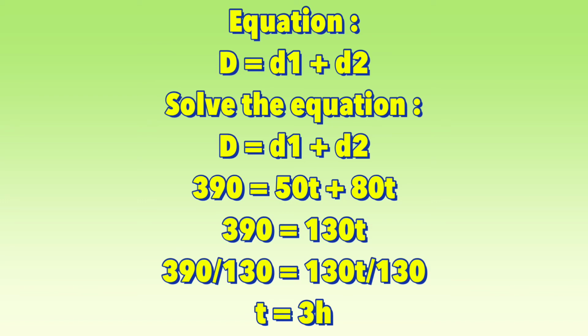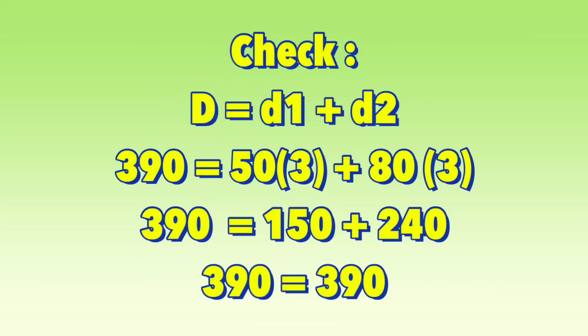So therefore the time equals 3 hours. You have to check. Distance is 390. The distance of the first bus is 50 times 3 plus the distance of the second bus is 80 times 3. So 50 times 3 equals 150 and 80 times 3 equals 240. So 390 equals 390. So therefore the equation is balanced. We can say that our answer is correct.